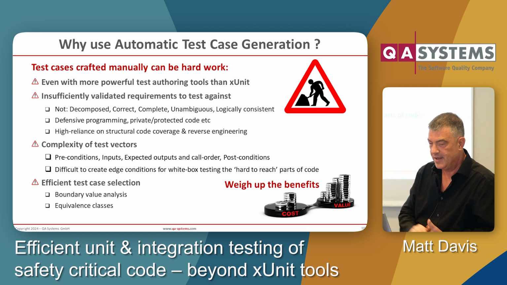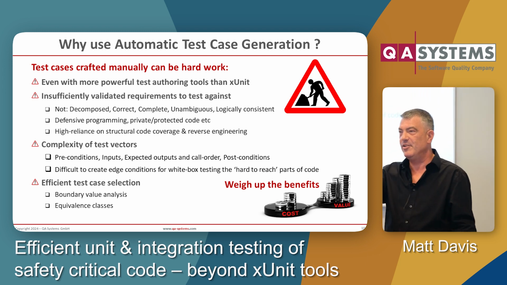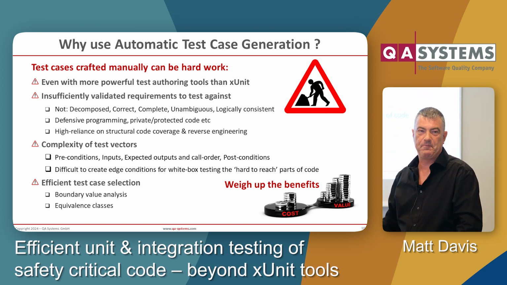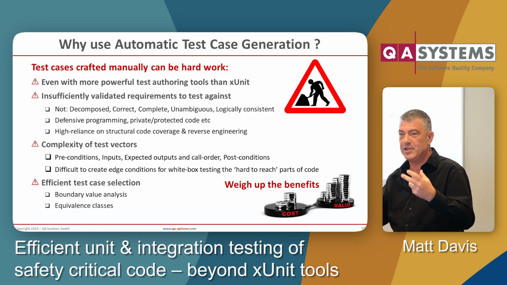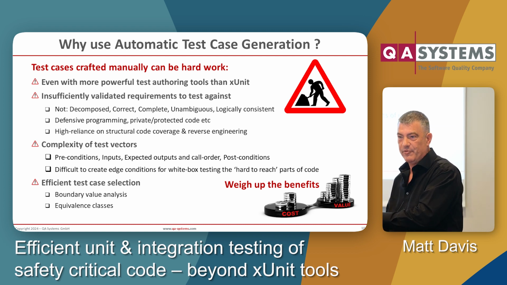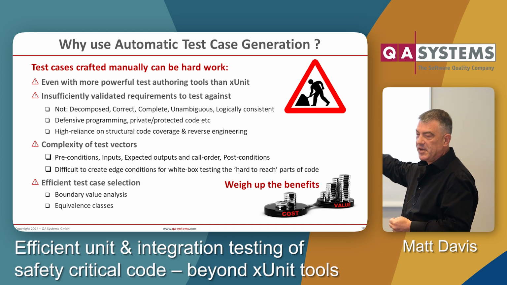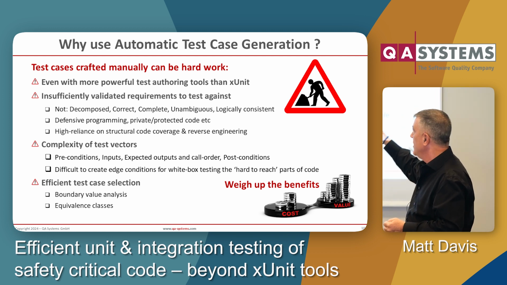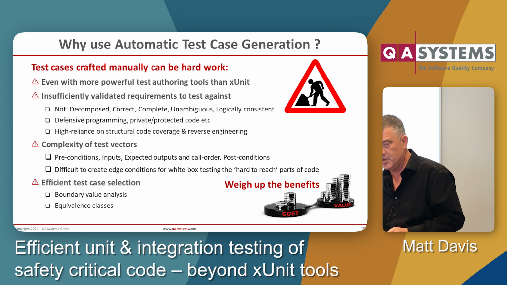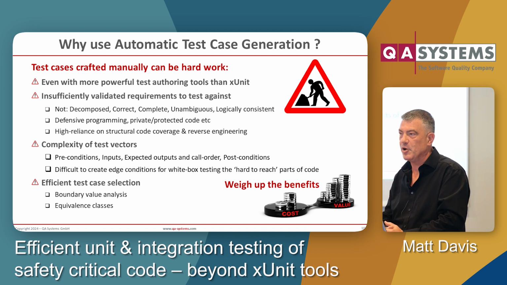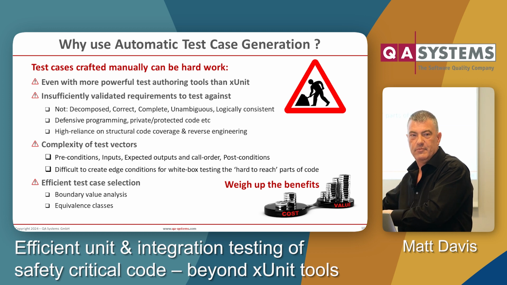It's a challenge. The complexity of test vectors. Okay, it's great when your code is simple. If it's greater than 10, do this. If it's less than 10, do that. If you've got a combinatorial effect of lots of different parameters or data affecting the outcome or behavior of your functions, you are looking at things like setting up the preconditions, the inputs, the expected outputs, the order of calls you wish, and the postconditions. Sometimes it is difficult to create the edge conditions for white box testing with hard-to-reach parts of code. I'm not sure which combination of values will give me the output I want.